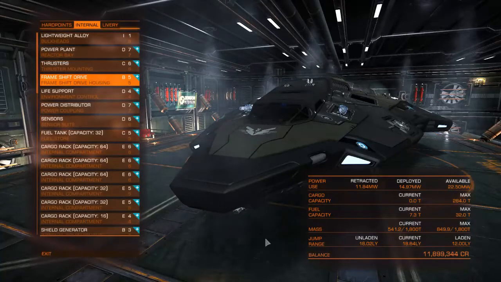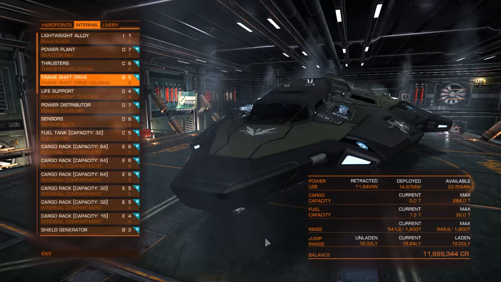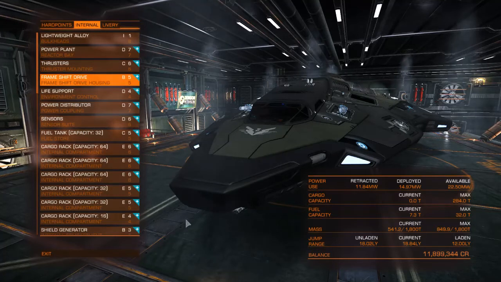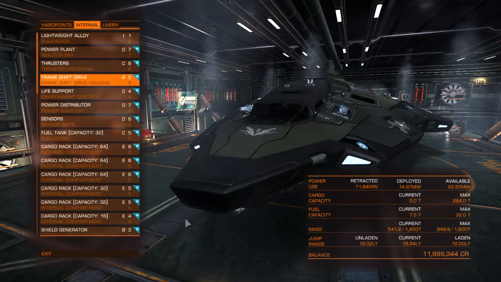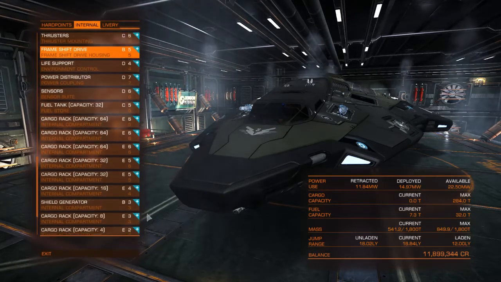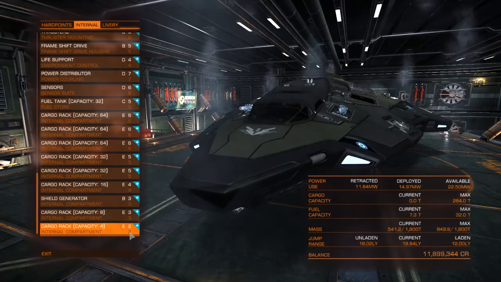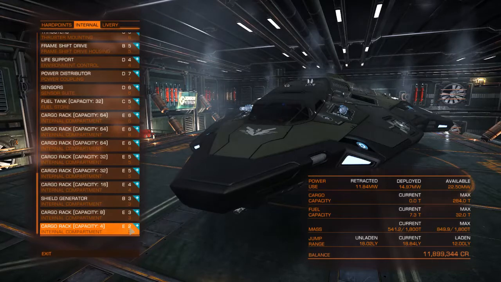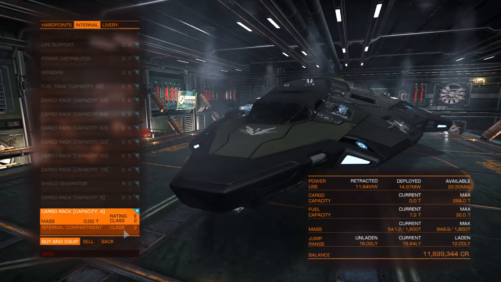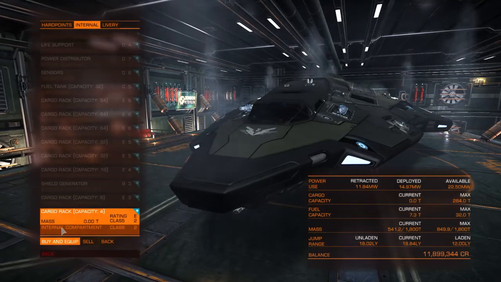Today we're going to be looking at the differences between classes and ratings. It's kind of a confusing system, but once you get the handle on it, it's pretty straightforward. So when you're looking for a part, you're going to be looking for this dimmer number below this brighter number. This dimmer number is going to denote the size of your compartment.